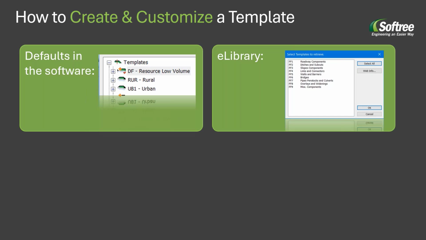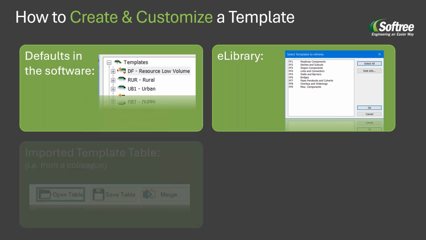Another way is to leverage our e-library. The e-library has all these folders that have extra components, and you can copy and paste these components and bring them into your template. A component could be something like a barrier that you're going to add alongside a portion of your road. So you can bring that in, create a new template, and customize it however you would like, leveraging those components in the e-library.